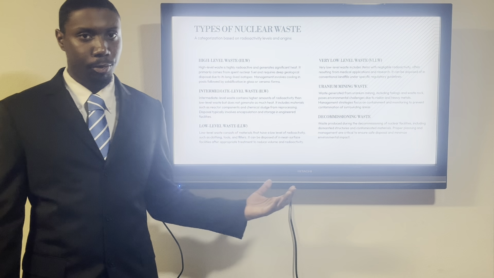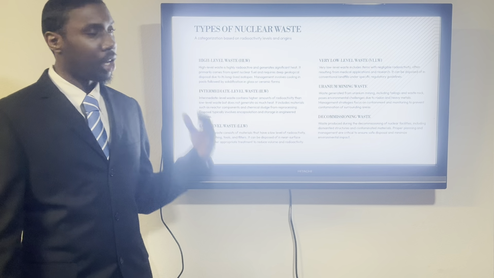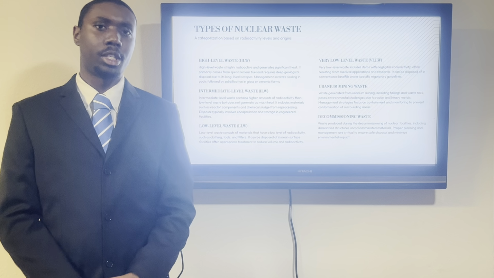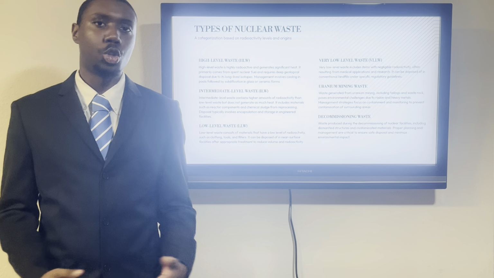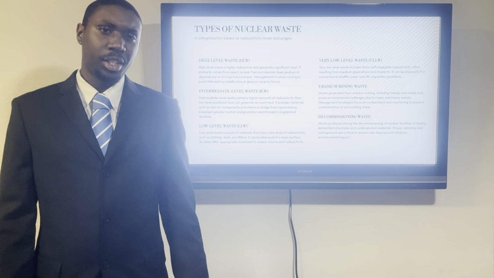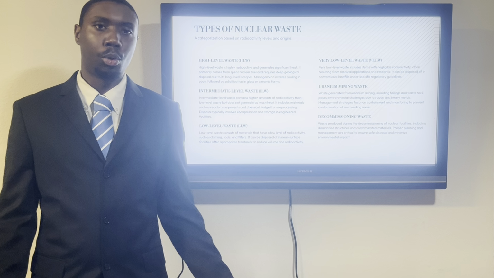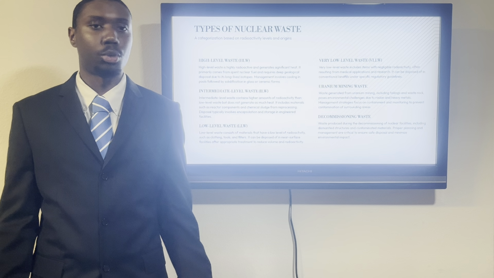So, as I discussed before, these are the types of radioactive waste. High level waste is the most radioactive and generates heat. It mainly comes from spent nuclear fuel and requires deep geological disposal. Initially, it is cooled in pools before being solidified in glass or ceramic forms for long-term storage.